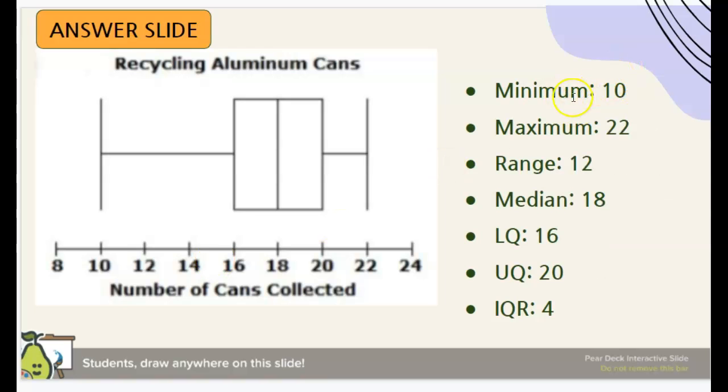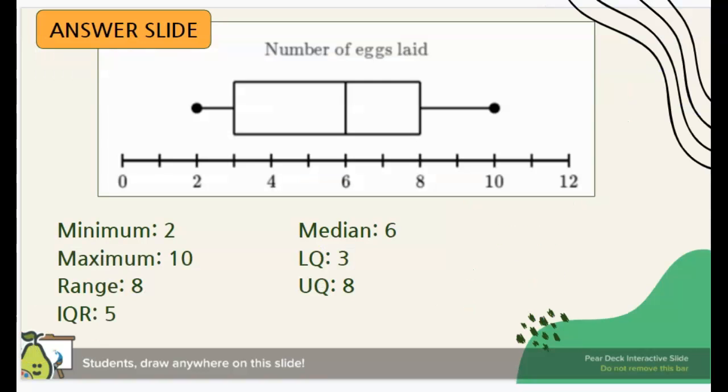So in this case, your minimum would be 10. My maximum would be 22. My range is 22 minus 10, so I'd get 12. My median is this middle line right here, so 18. Lower quartile, upper quartile, and your interquartile range is when you subtract them. The big thing here is going to be vocabulary.